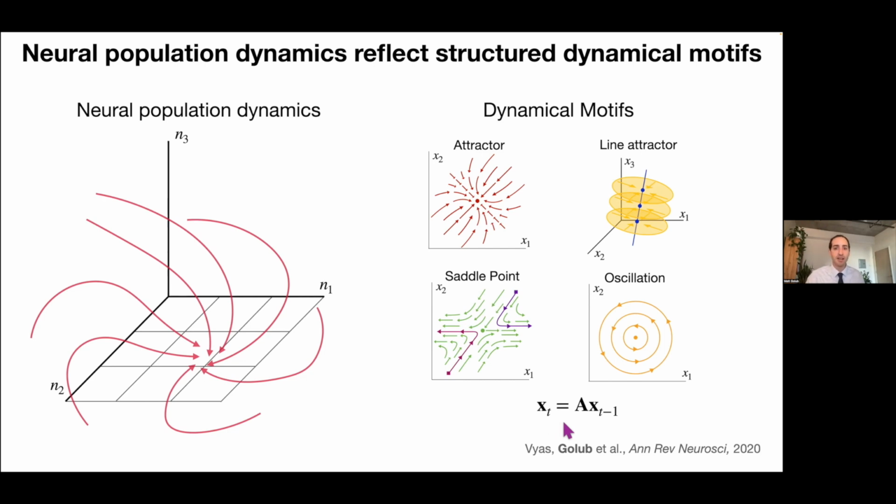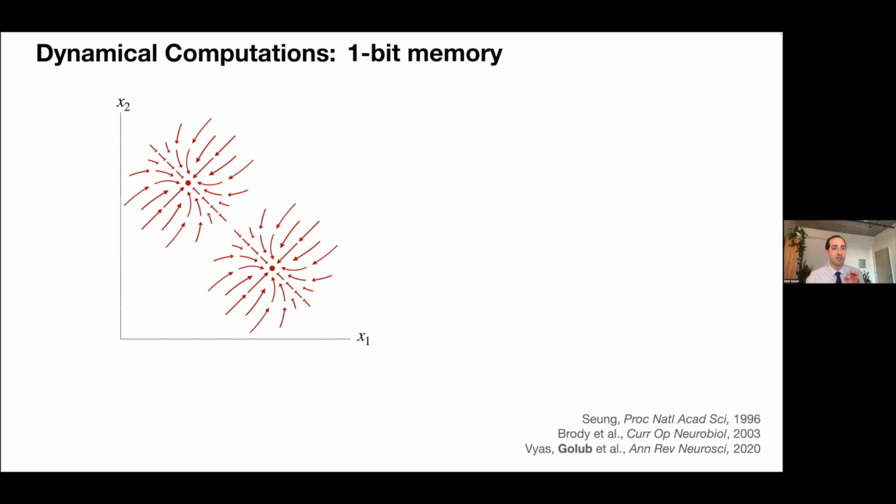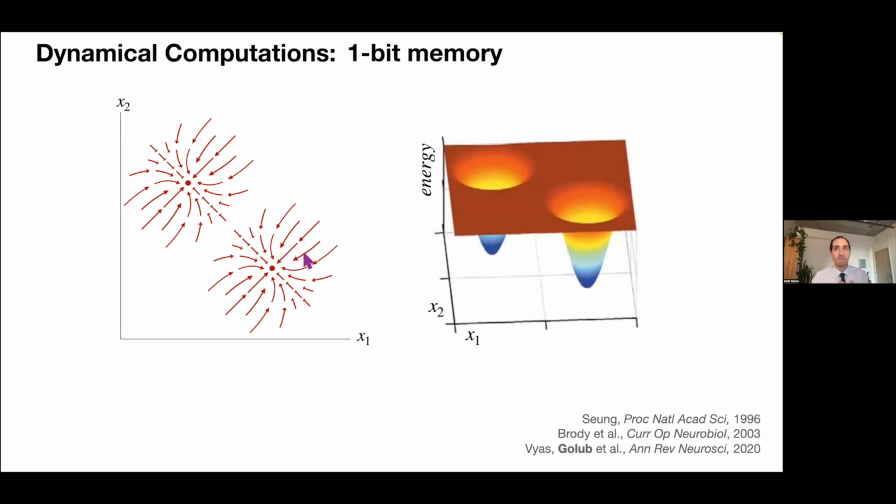So what do I mean by dynamical computations? Well, dynamical computations are computations that unfold over time. A simple example is a 1-bit memory, and that can be implemented by a composition of 2 attractors. So here these 2 points represent the 2 possible states of the memory. And we can visualize this dynamic either as these flow fields or as an energy landscape, where following a particular flow field corresponds to descending the energy landscape.